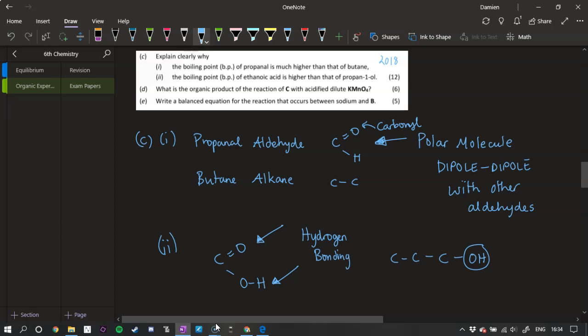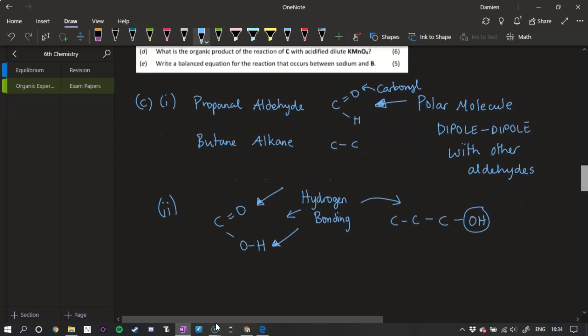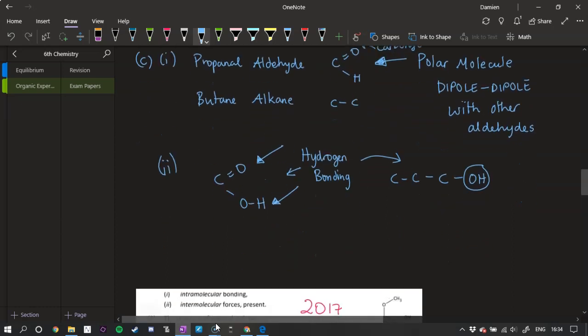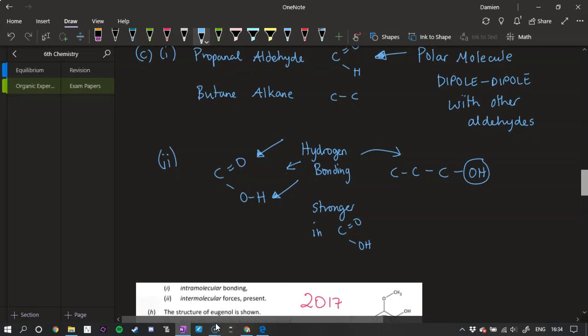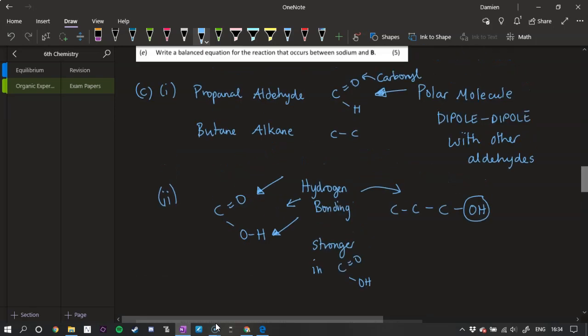There is also hydrogen bonding, not just in ethanoic acid, but between the alcohols as well. But the hydrogen bonding is stronger in a C double bond O OH group. And again, if something is stronger, you're going to need a lot more energy in order to break those bonds, which gives rise to the higher boiling point.